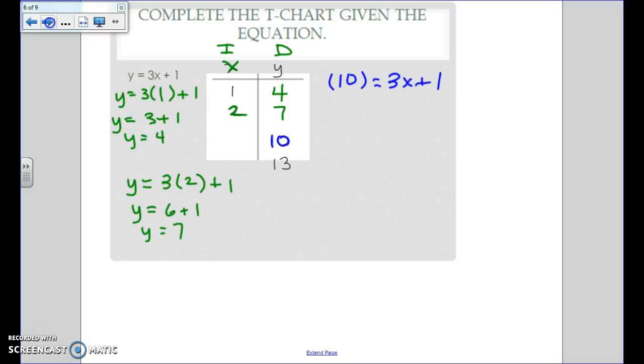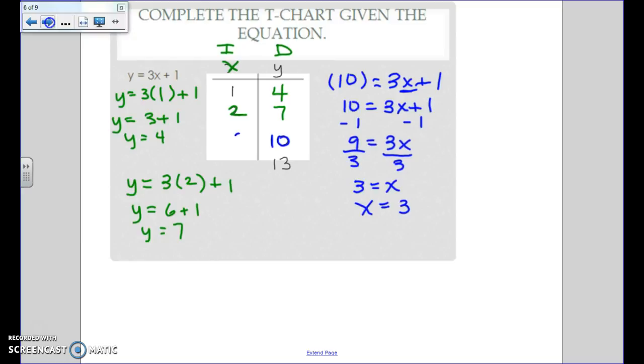And so in this case, I need to know what the x value is. I have a two-step equation to solve. So 10 equals 3x plus 1. Using inverse operations, I'm going to solve for x. The inverse of multiplication is division, so I know that x equals 3. All right, so (3, 10) would be the coordinates there.